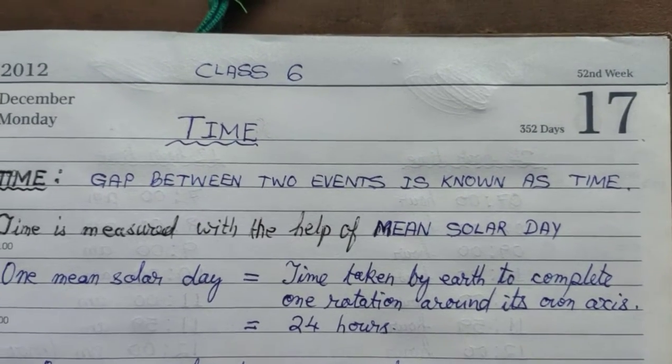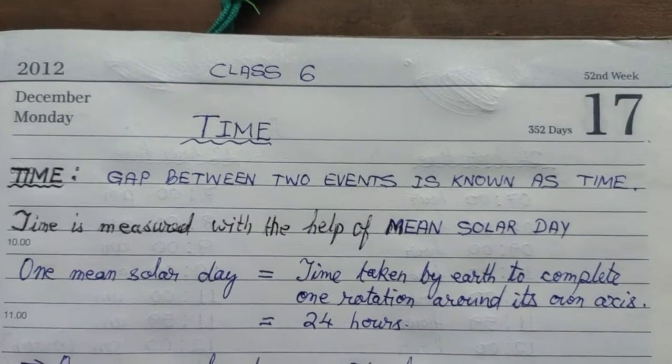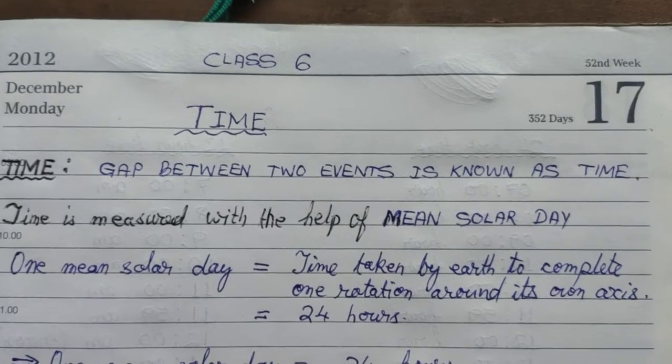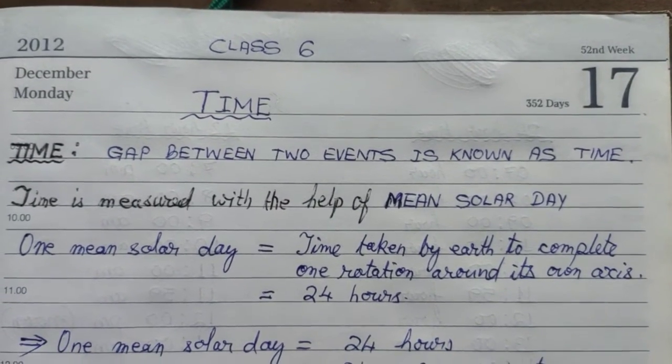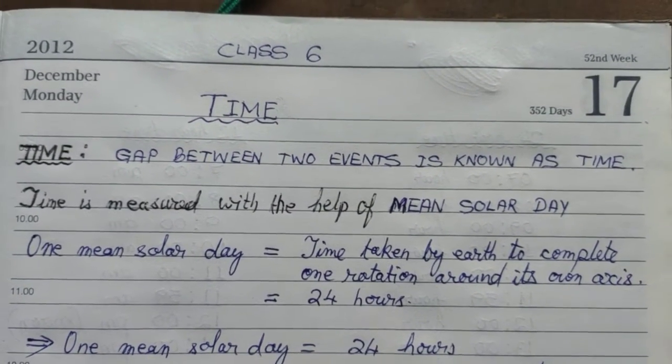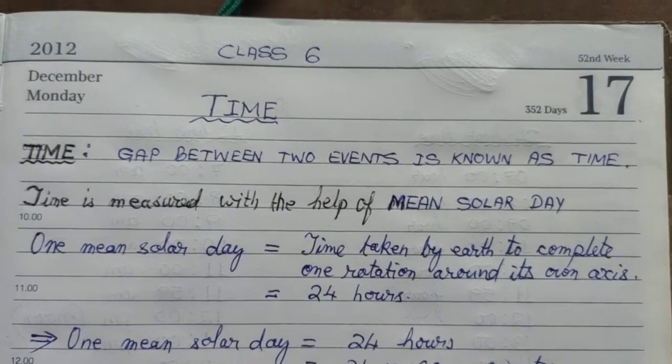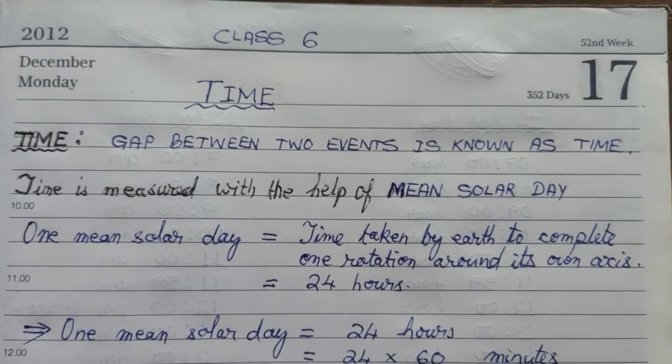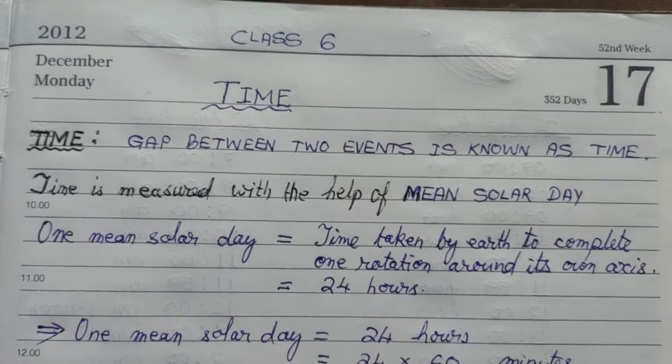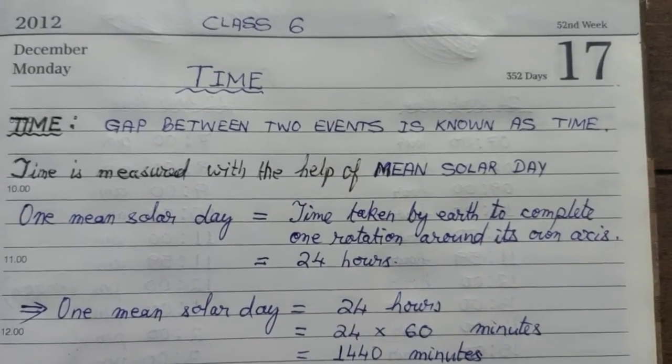Now these two events can be anything. Like if you are in your class, the two events can be first period and the second period. Okay, so between the first and the second period, the time gap is usually 40 minutes. So in that case, the time is 40 minutes.